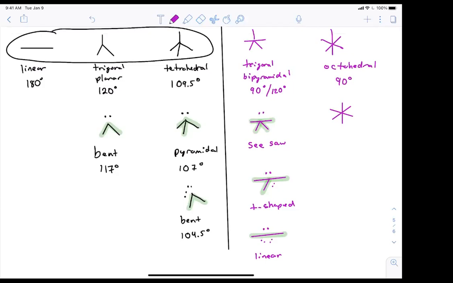Okay. Doesn't matter which one I take away from the octahedral one. Does it matter? No, because they're all 90 degrees. So I'm just going to take away the top one for simplicity's sake. Remember, this is in 3 dimensions. What kind of shape is formed here? Square pyramidal.